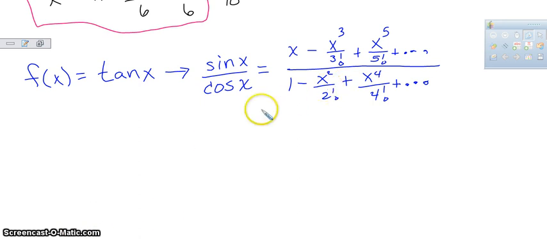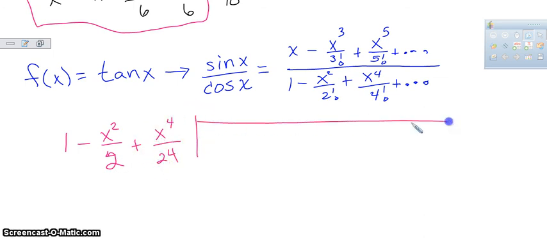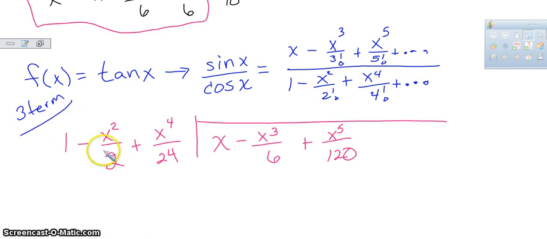So I would take my 1 minus, so I'm going to divide by cosine, so I'd have 1 minus x squared over 2, plus x to the 4th over 24, and I'm going to divide that into x minus x cubed over 6 plus x to the 5th over 120. And let's say for fun that we only want the first 3 terms this time. I didn't tell you that, but let's say 3 terms because that's plenty for me.